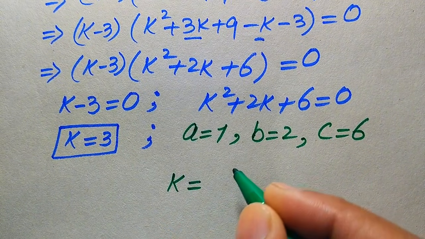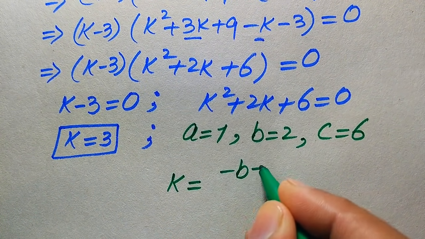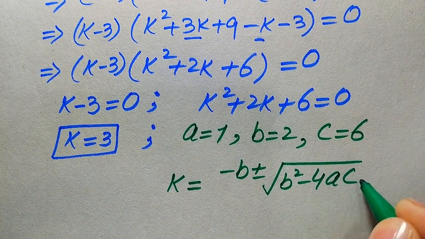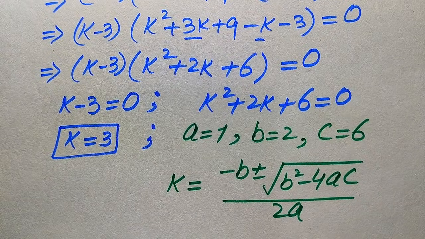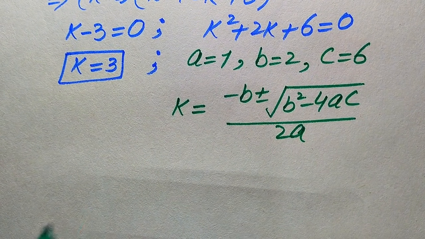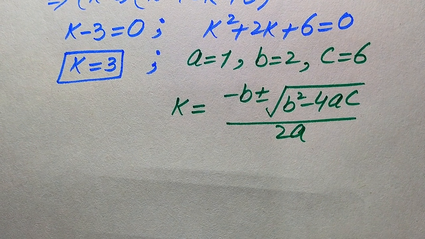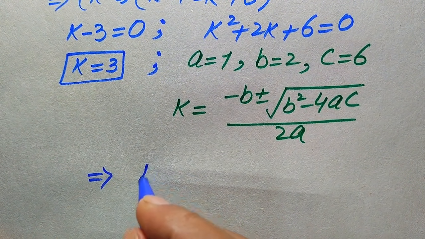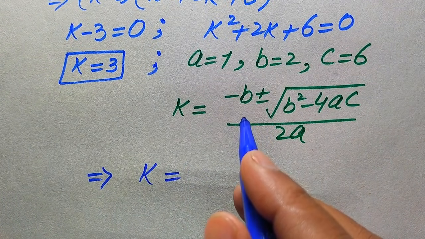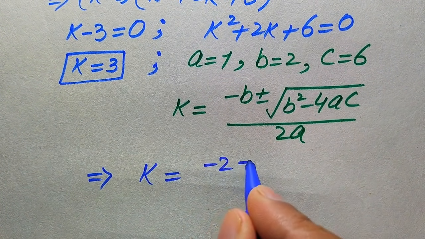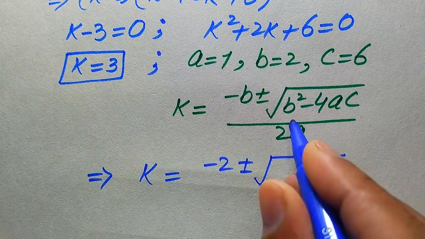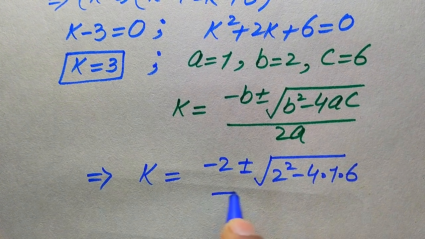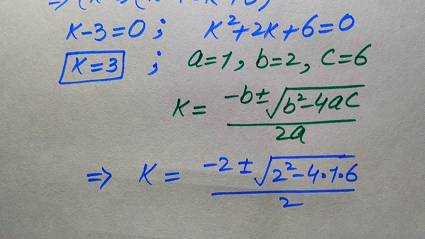And we state the quadratic formula as k equals minus b plus minus square root of b square minus 4 times ac, divided by 2 times a. So further in the next step, we need to substitute all the values of a, b and c here, and it will be written as k equals, this is minus b, so the value of b is minus 2 plus minus square root of b square, so b is 2 square minus 4 times a is 1 and c is 6, and it is divided by 2.